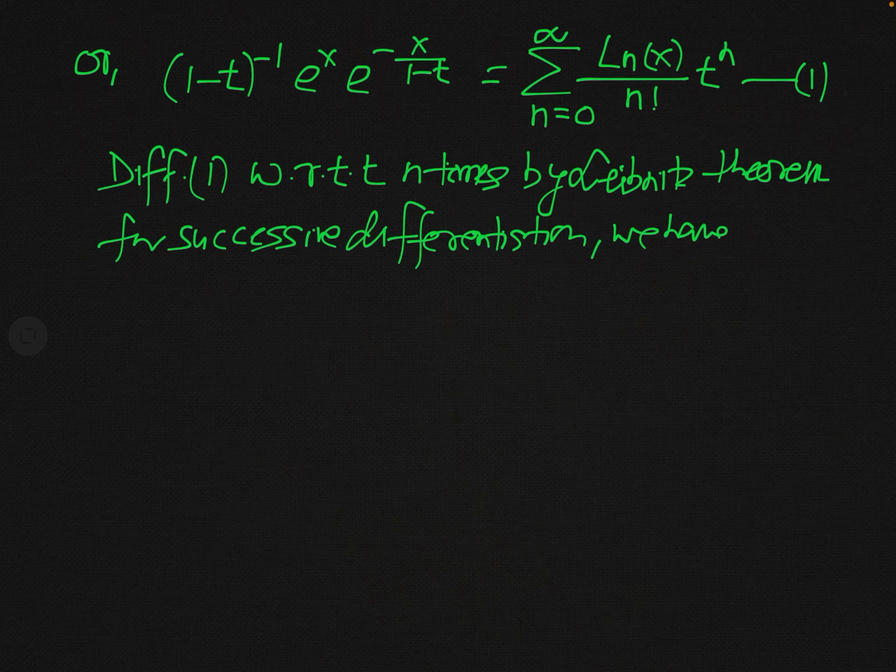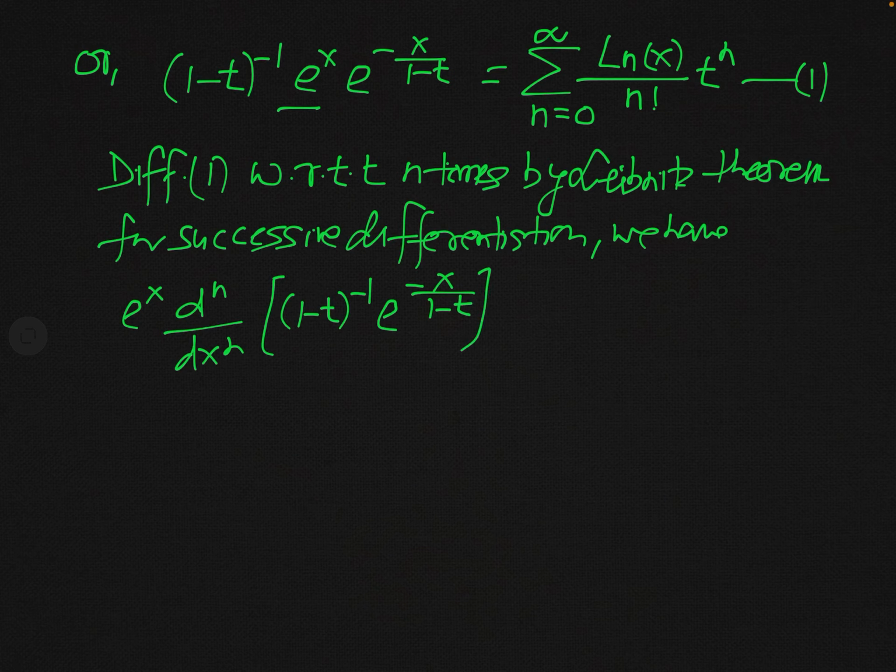You can see e raised to the power x is not a function of t, so we take it outside of the differential operator. So this will be e raised to the power x and d^n/dt^n of (1-t)^(-1) times e raised to the power minus x over 1 minus t. Now see the RHS.